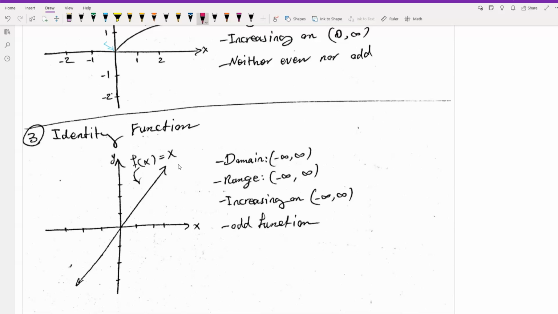Domain, what we have on the x-axis, so domain starting from left to right. Here we have negative infinity, moving to the right. So here we have an arrow, that means that this straight line doesn't stop at this point but continues to negative infinity and positive infinity. So moving to the right side, we have positive infinity on the x-axis, and range is the same. So we have from negative infinity to positive infinity on top, and our graph is increasing on negative infinity, positive infinity. And this is an odd function.